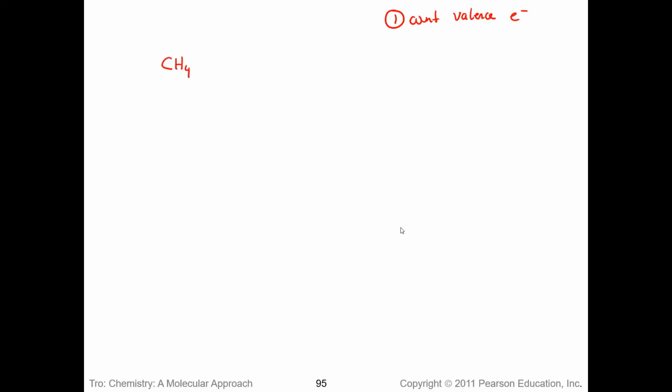How can you count the valence electrons? We just look at our periodic table and count the groups. Carbon is 4 because it's in group 4. Hydrogen is 1 because it's in group 1, and there's 4 of them. That's 8 valence electrons. Again, this is the first step. This is the last step.